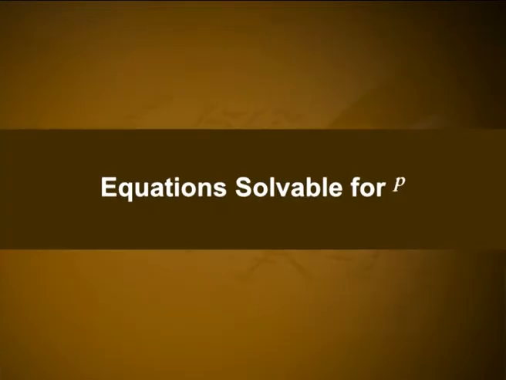Equations solvable for p. If the equation is of this type, then the left hand side of the equation can be resolved into n linear factors. Then it becomes (p - f1)(p - f2) etc. (p - fn) = 0, from which we get p = f1, p = f2, etc., p = fn, where f1, f2, etc., fn are functions of x and y. Each of these n equations is of the first order and first degree and can be solved.